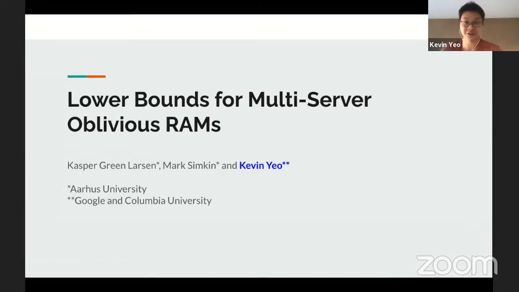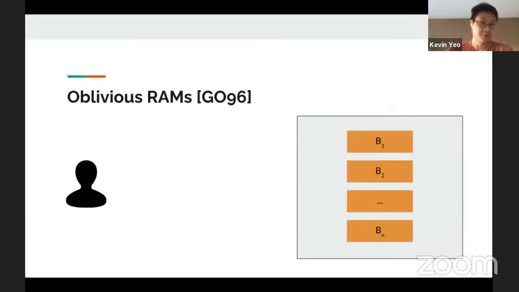All right. Thanks for the introduction. So yes, today I'll be talking about lower bounds for multi-server Oblivious RAMs, and this is joint work with Casper Green Larson and Mark Simkin from Aarhus University. So I think Oblivious RAMs were already introduced in the last talk, but to quickly describe what it was, it was introduced by Goldreich and Ostrovsky, and the idea is you have a client on the left, a server on the right that holds n array entries, and it's a very simple data structure.